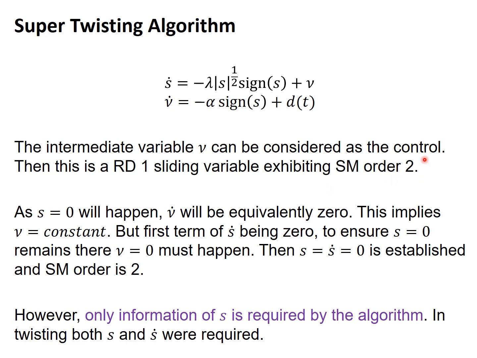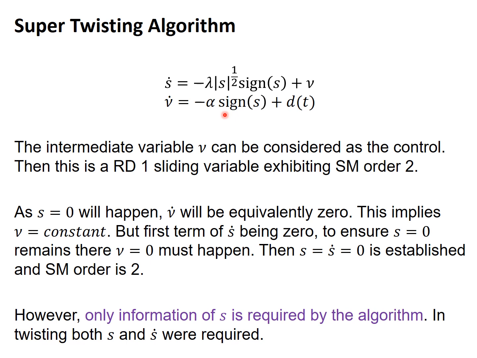So the first criterion is that we see that the discontinuity is in S double dot, not S dot. So this super twisting algorithm can very well be used for a relative degree 2 system. That is very obvious, very clear, because this is an algorithm of sliding mode order 2. So the discontinuity appears in S double dot. So we can use a relative degree 2 sliding variable with this algorithm. However, a relative degree 1 sliding variable also very nicely fits in this super twisting algorithm.